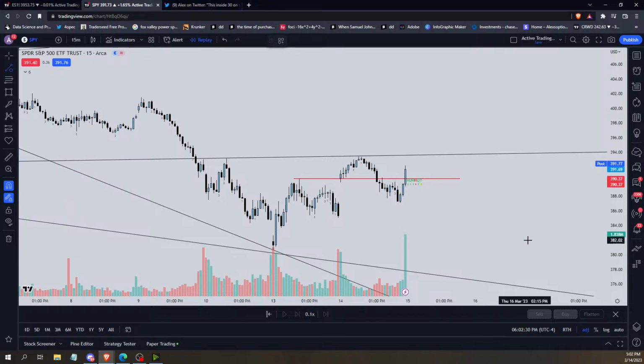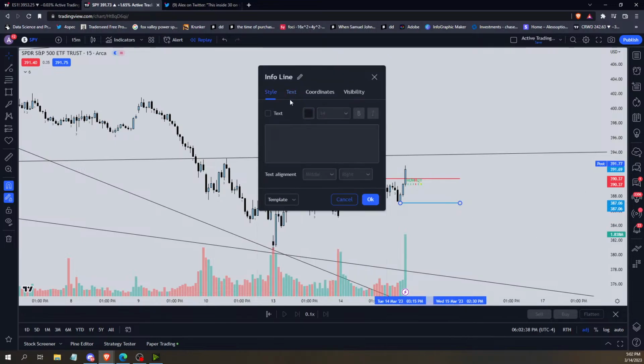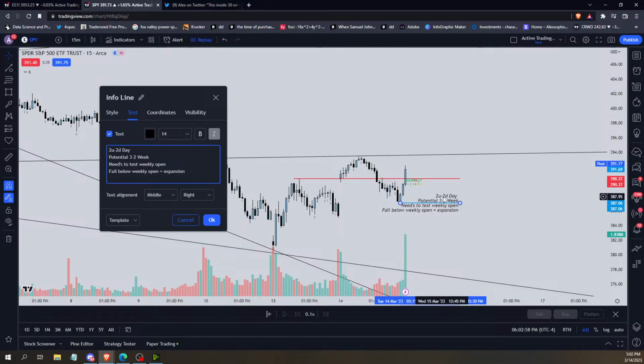So, where are our levels that are important tomorrow? We have 2-2 reversal day under here. And I'm going to give you guys this here. So this is potential 2 up, 2 down day. What are we looking for on the higher time frame? Potential 3-2 week. What is going to happen under daily trigger?